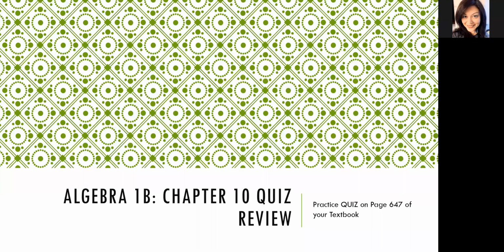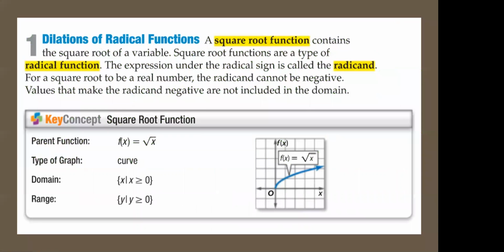So like I said, this is a review for the Chapter 10 quiz. These are questions from the practice quiz on page 647 of your textbook. First thing talks about square root functions, and they contain the square root of a variable. The square root functions are a type of radical function. The expression under the radical sign is called the radicand. For a square root to be a real number, the radicand cannot be negative. Values that make the radicand negative are not included in the domain.